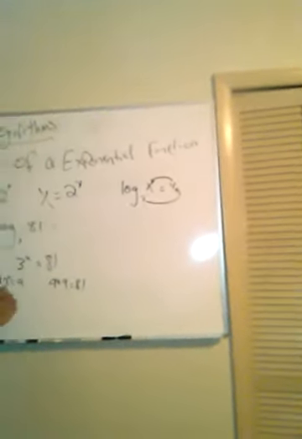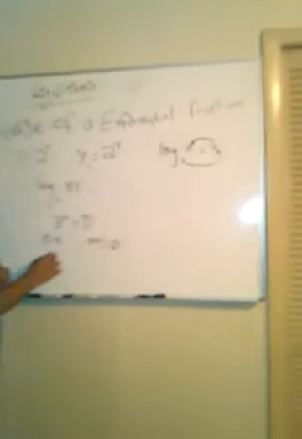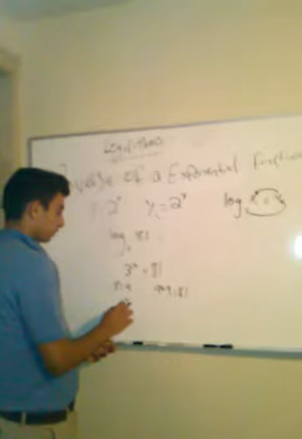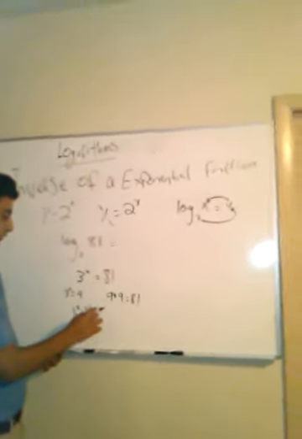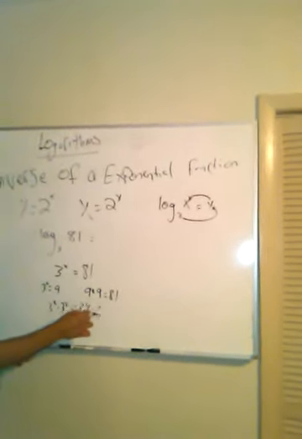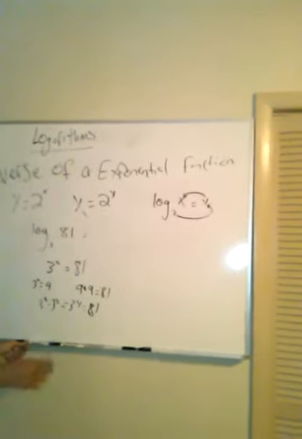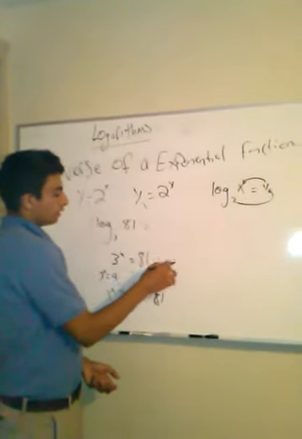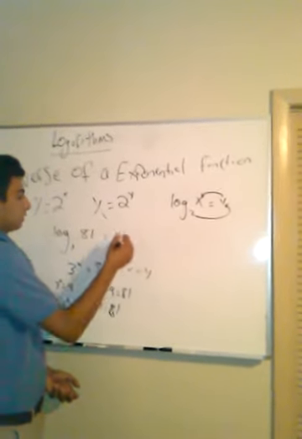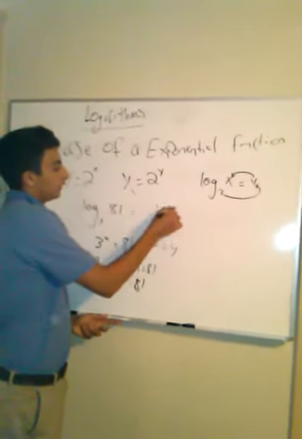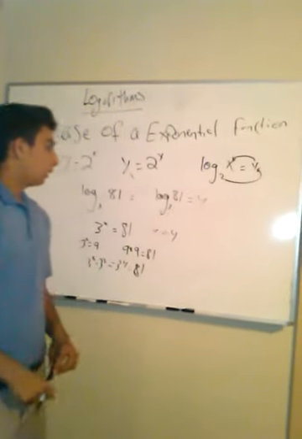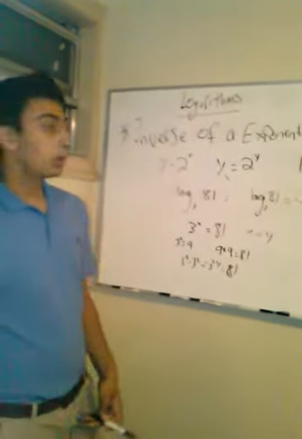So it's like 3 squared times 3 squared, which equals 3 to the 4th, which equals 81. So we can conclude that x here equals 4. So we'll say log of 81 with the base of 3 equals 4. And that's how you solve that problem.